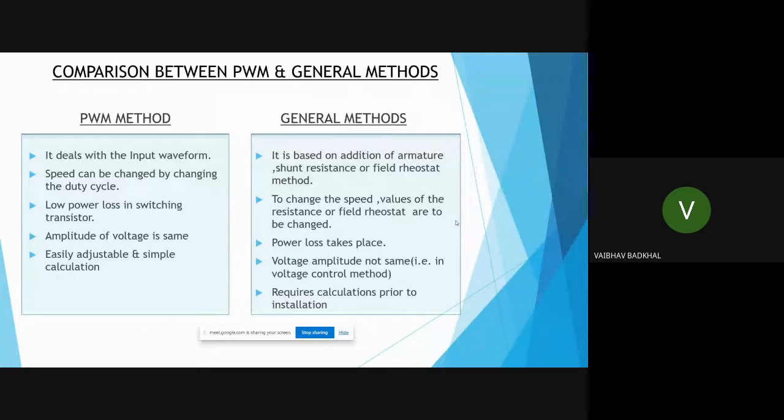The amplitude of voltage is the same in the PWM method, whereas the voltage amplitude is not the same in voltage control methods, that is, in general methods. PWM methods are easily adjustable with simple calculation, whereas general methods require calculations paired to installations. Next slide.